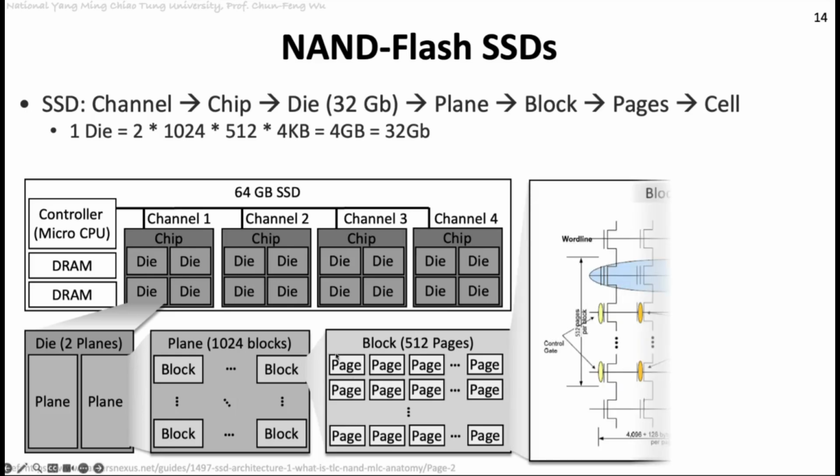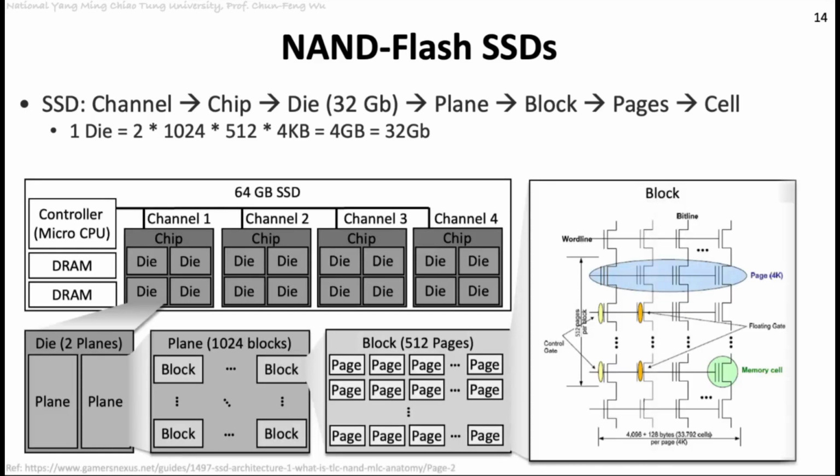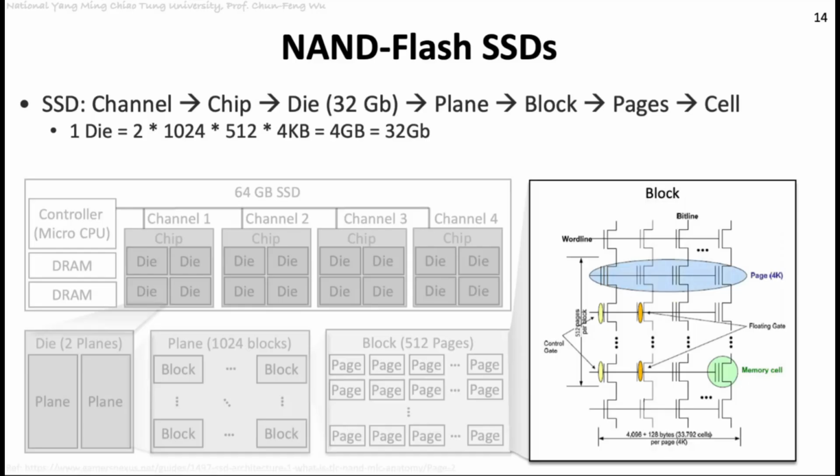Now let's look at another aspect: what does the real circuit look like? If this is a block, inside the block there are several things like this. There are two different kinds of wires. The horizontal wires are called word lines. On the word lines, there are several cells. One word line usually corresponds to one page.